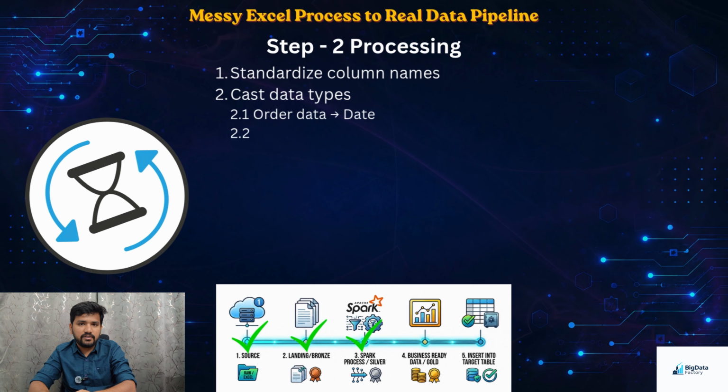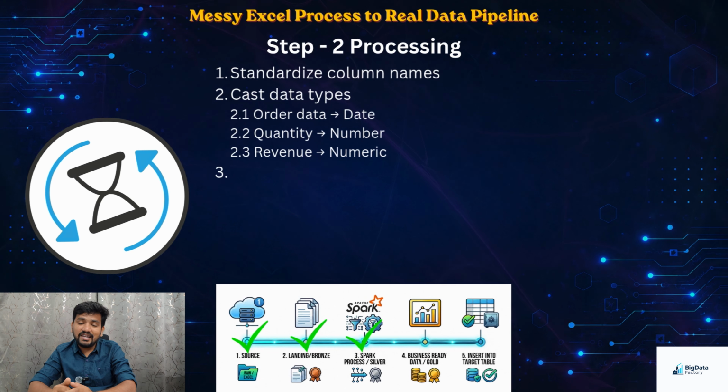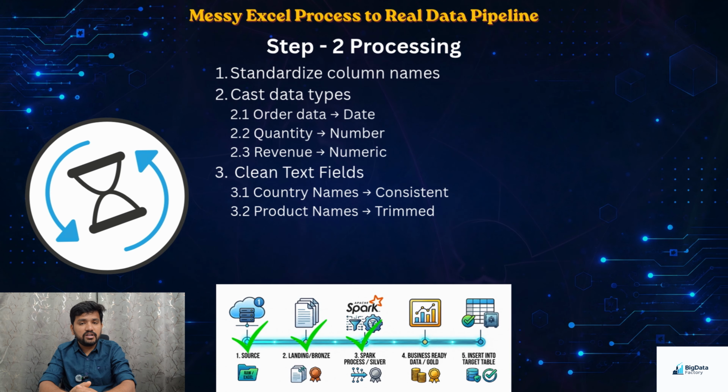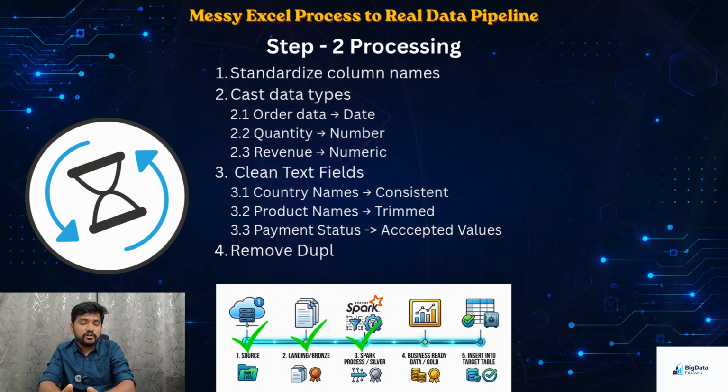Order date should be a date. Quantity should be a number. Revenue should be numeric. Third, clean text fields. Country names should be consistent. Product names should be trimmed. Payment status should have user accepted values. Fourth, remove duplicates. If the same order appears twice, we should not double count it.